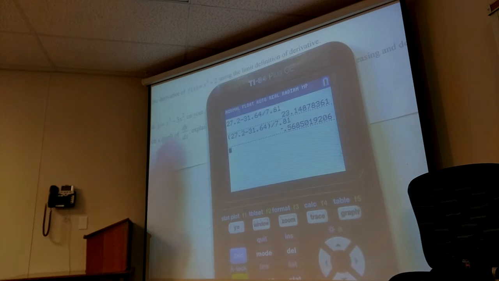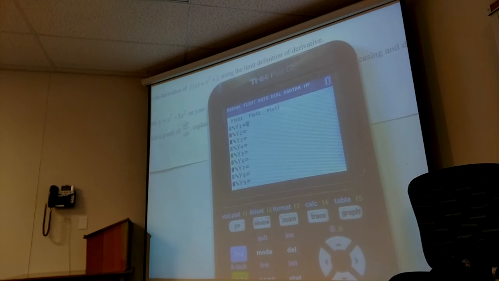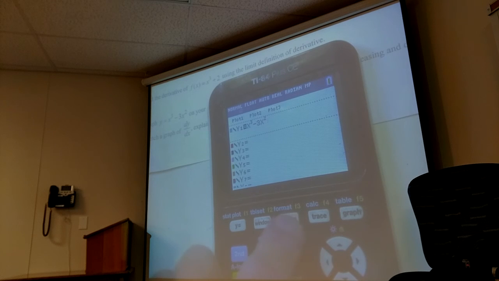So this dude here: y equals x cubed minus 3x squared. I want to graph that bad boy. I'm going to do zoom 6 just to make it a standard window. Sweet. And some of this we should know already.